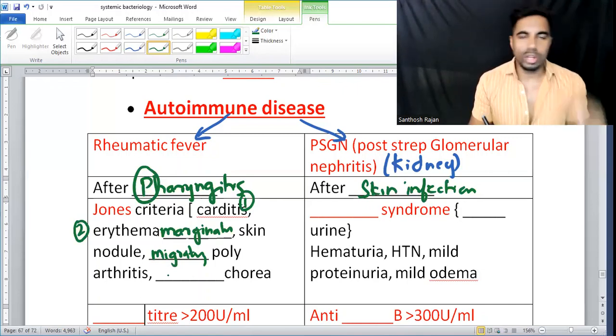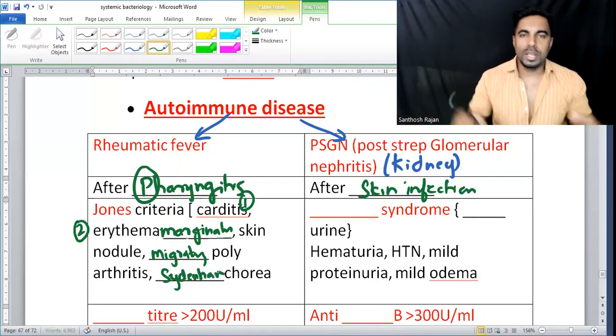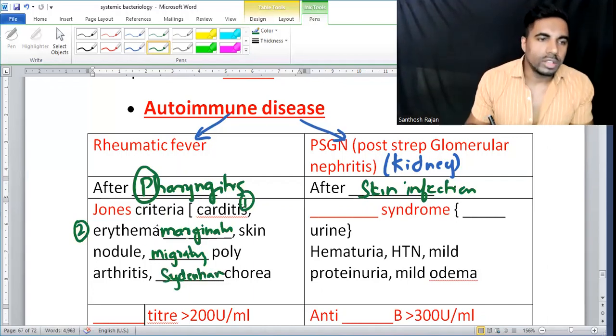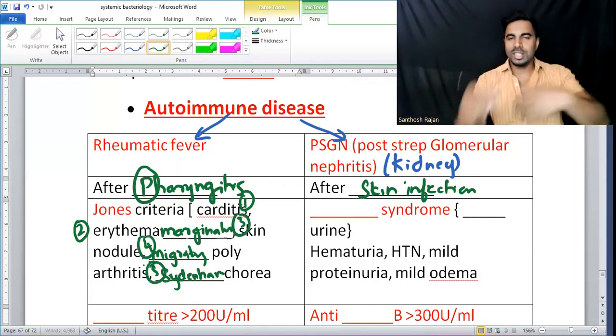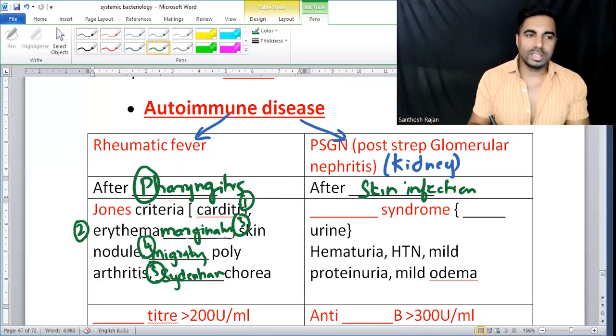And then one more, there's chorea. Chorea is a CNS, brain-related thing, called Sydenham's chorea, S-Y-D-E-N-H-A-M. The patient will lose control, with involuntary movements. So skin nodule is the third, the fourth is the joint, the fifth is the brain. These are the five major criteria and then there are minor criteria. Accordingly, you grade. That's a medicine question actually.